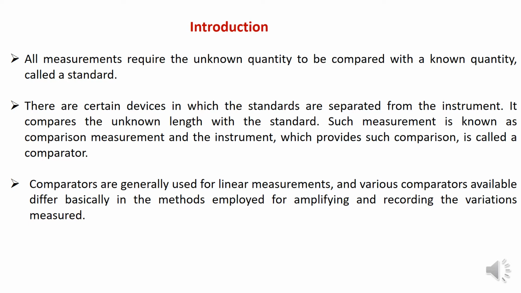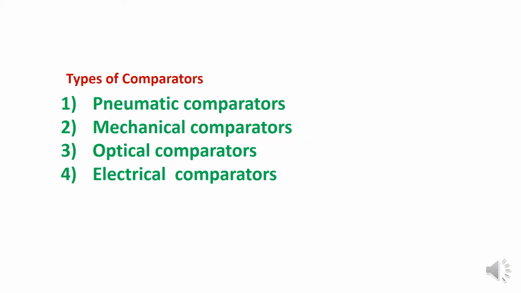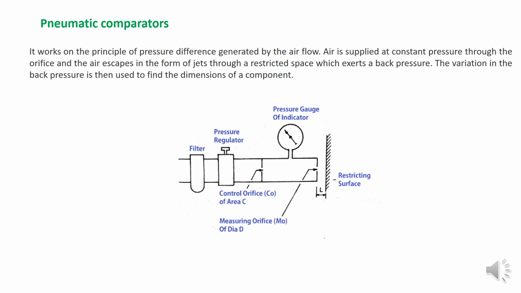Comparators are generally used for linear measurements, and the various comparators available differ basically in the methods employed for amplifying and recording the variation measured. Basically, there are four types of comparators: pneumatic comparators, mechanical comparators, optical comparators, and electrical comparators. Today, we will see pneumatic comparators first.